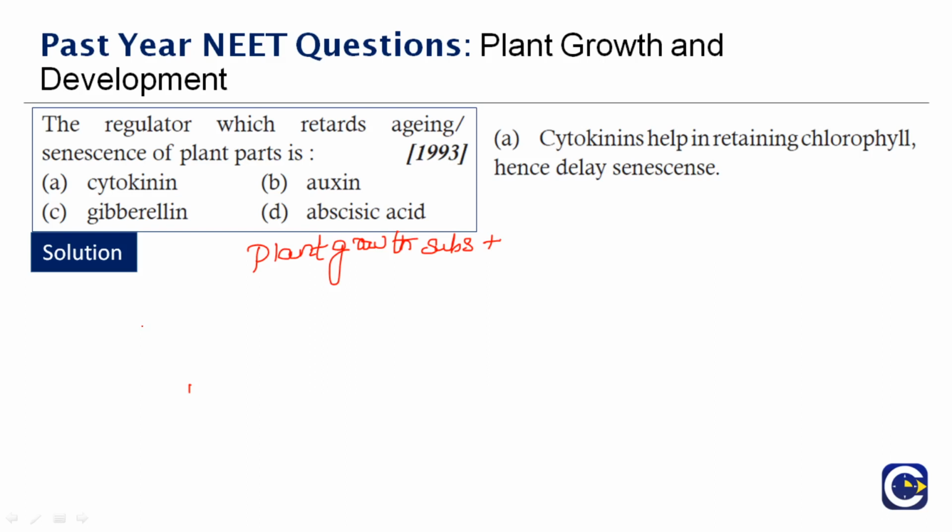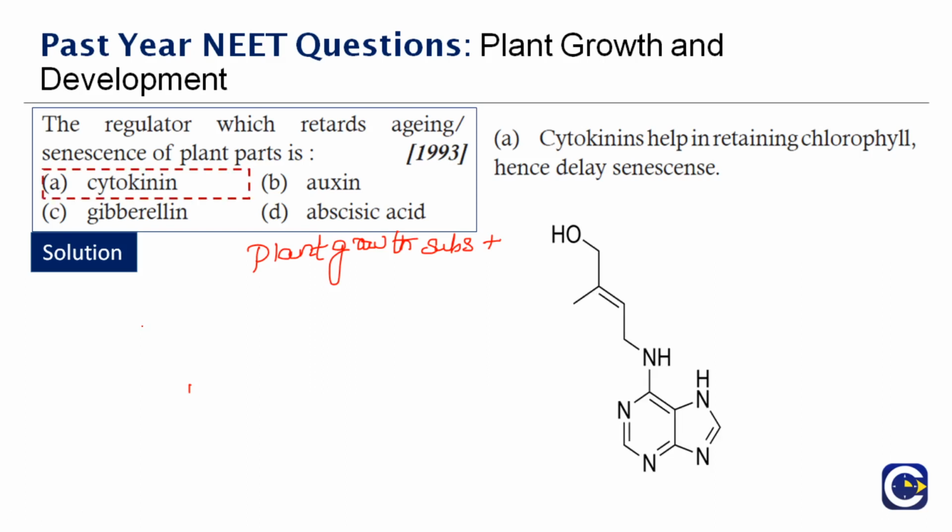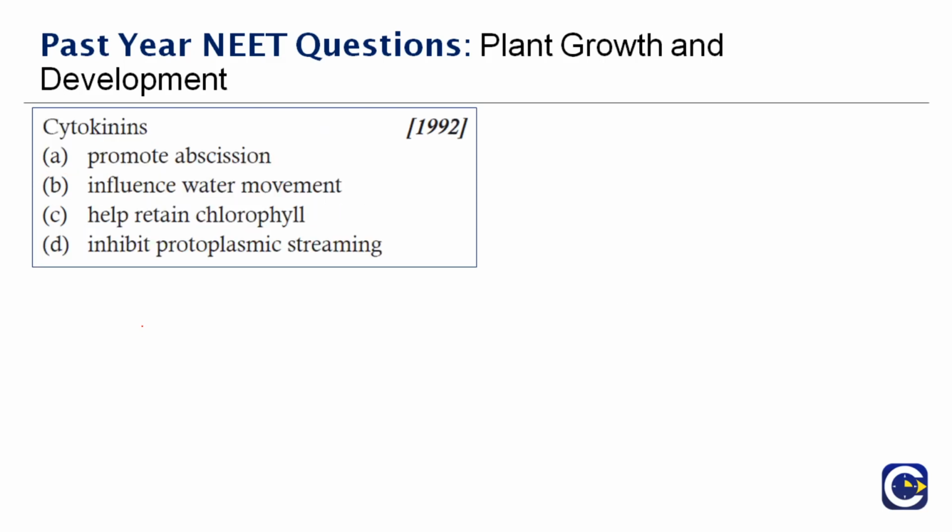The correct answer to this question is option A. And to your right side you have a molecular structure of cytokinin. Okay, next question here. Cytokinins. I just now spoke about it, right? They are also abbreviated as CK. They are a class of plant growth substances, also called phytohormones, that promote cell division or cytokinesis. Apart from that, what is the function of cytokinins?